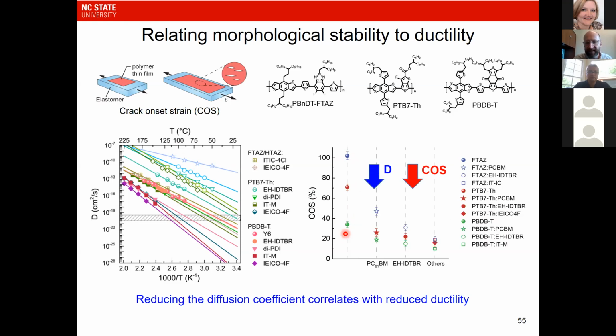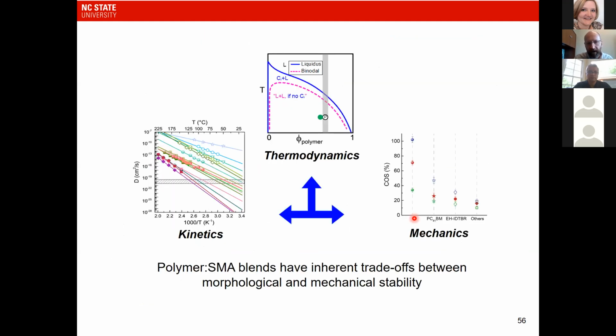And as we add the small molecules into this film, the small molecules that have lower diffusion coefficient also end up lowering this crack onset strain. So lower diffusion coefficient, stiffer materials, less ductile. And so there's this trade-off between morphological stability and mechanical stability that we need to really understand and develop strategies to overcome if we want these to be flexible and stable solar cells for multiple years. And that's where this research is ongoing.